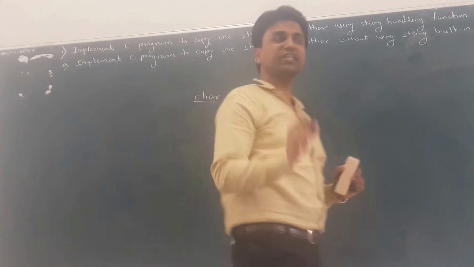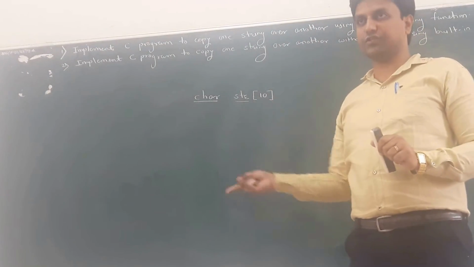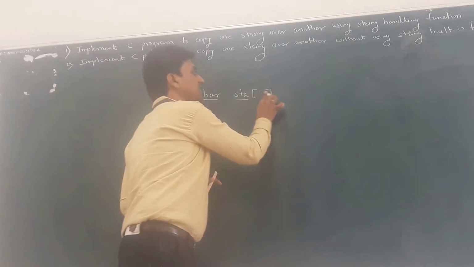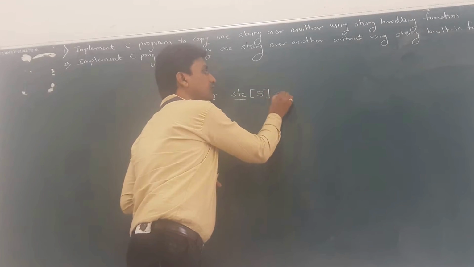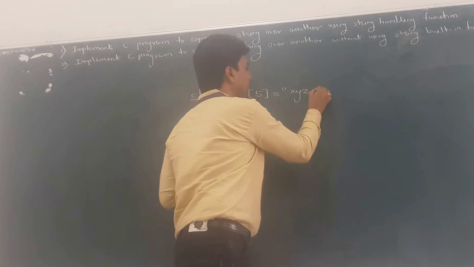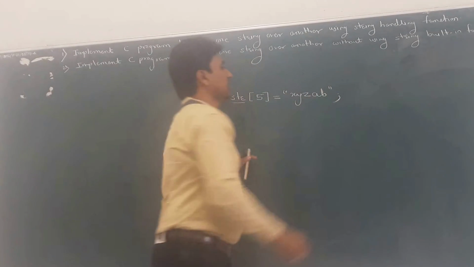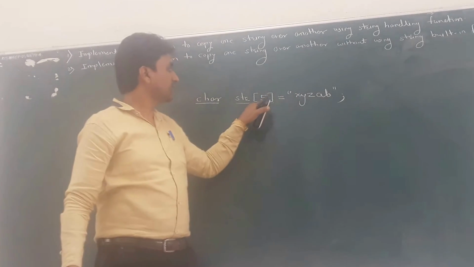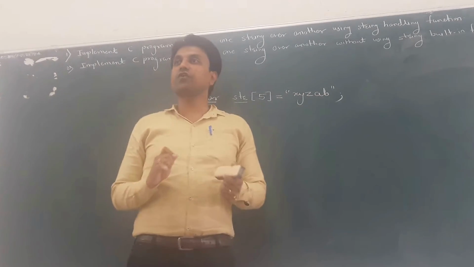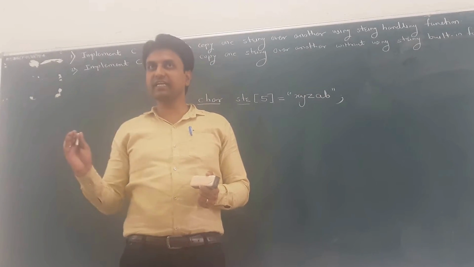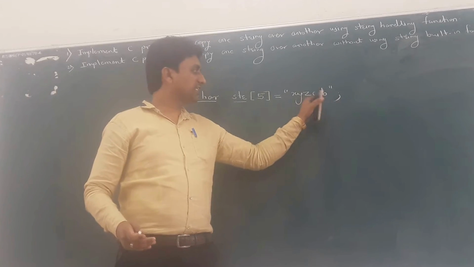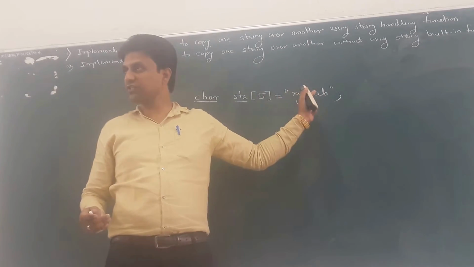But a string always ends with the \0. So the last character is reserved for \0. It means if the size of the string is 5 and you initialize the string with, suppose, x, y, z, a, b in double quotes, there are 5 characters, and the size of the character array is also 5. But there is no space for \0. \0 is one character, and the compiler automatically adds \0 at the end of the string, but there is no space for it.